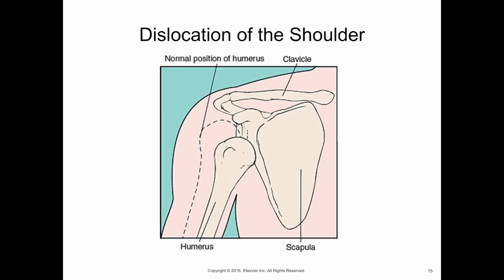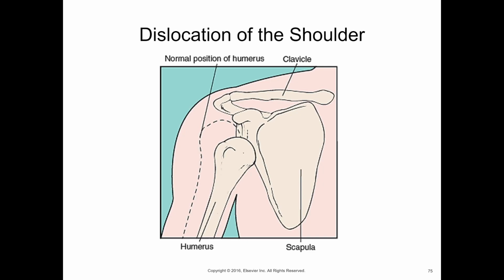So dislocation of the shoulder, we typically see the shoulder dislocating anteriorly, which is what our diagram here shows. It comes anterior and inferior. That's your fall, your posterior impact. That's your typical injury, and over 90% of shoulder dislocations occur this way. It is possible to have a posterior shoulder dislocation, but that's associated with things like electric shock and seizures.